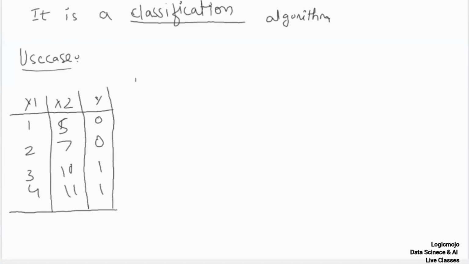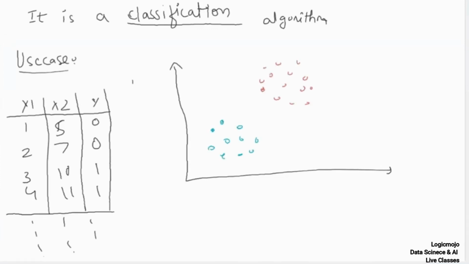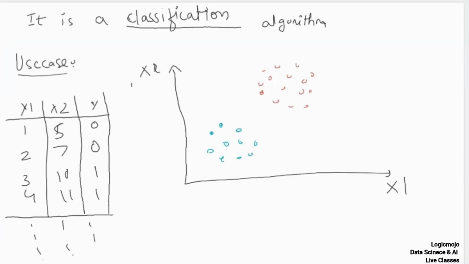So what you will do is you will try to plot it first because we want to see the use case. And let's say there are more examples. After I plot this, I get a graph like this. I'll plot y equal to 0 values as blue and y equal to 1 as red. So this is x1, this is x2, and these points are y equal to 1, these points are y equal to 0. Okay. Is the data clear, guys?